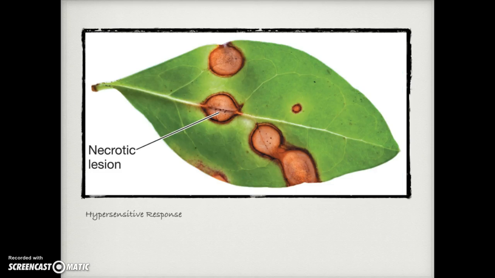Specific immunity also often takes defensive responses a step further. Cells around the site of infection undergo apoptosis. This is called a hypersensitive response. This response is effective in that it deprives the pathogen of nutrients, but often leads to necrotic lesions, or areas of dead tissue on the plant.